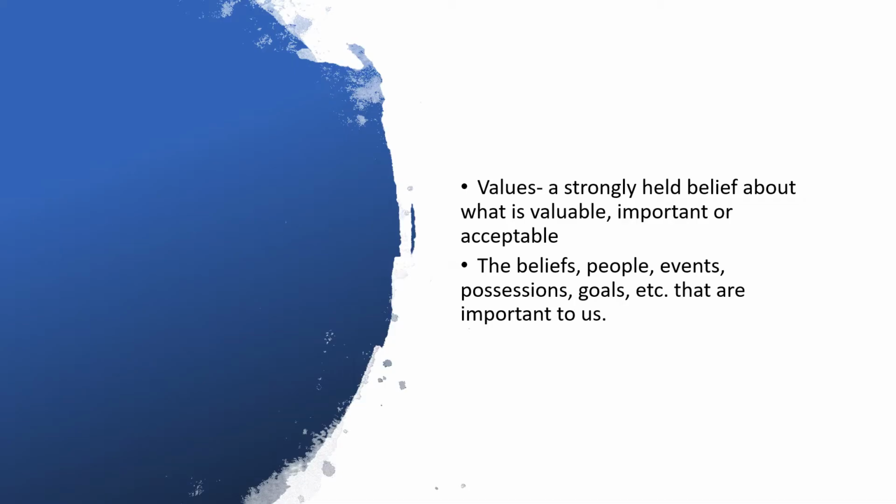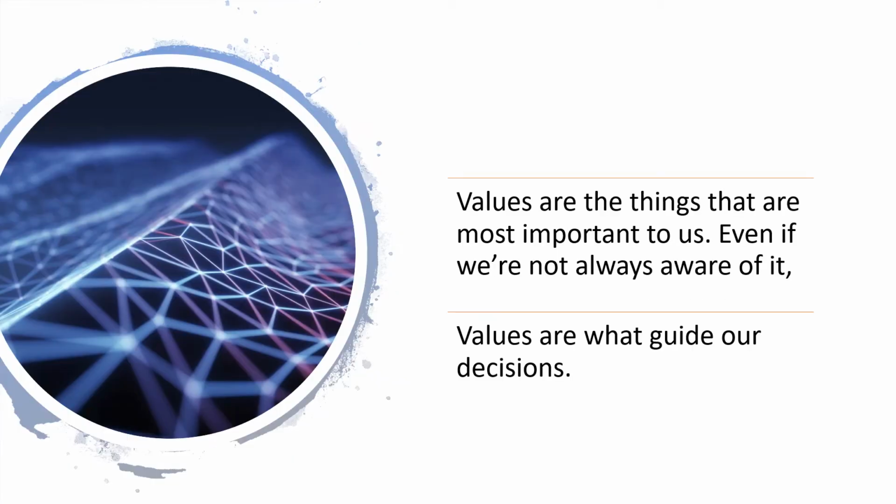Let's talk about values. Do you know what values are? Well, Torch Learning defines values as a strongly held belief about what is valuable, important, or acceptable. Also, Torch Learning defines value as the beliefs, people, events, possessions, goals, etc. that are important to us. Values are the things that are most important to us, even if we're not always aware of it. Did you know that our values are what guide our decisions?